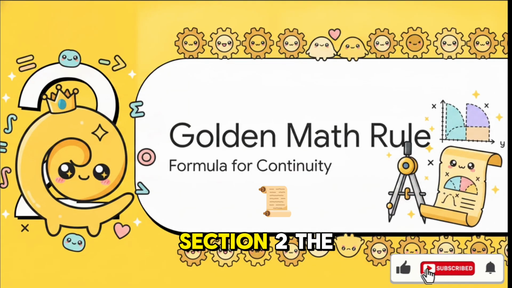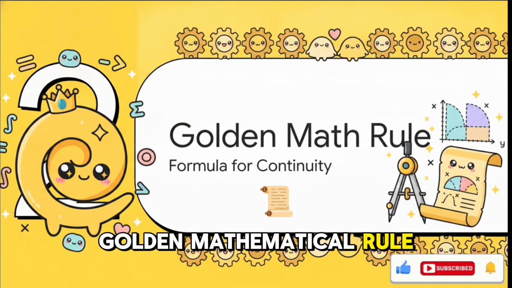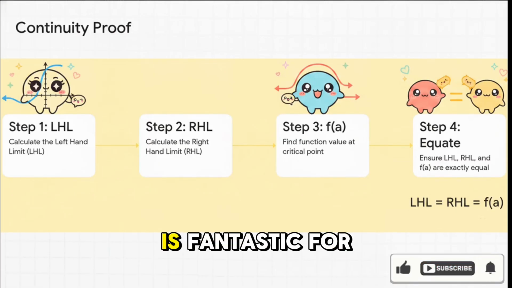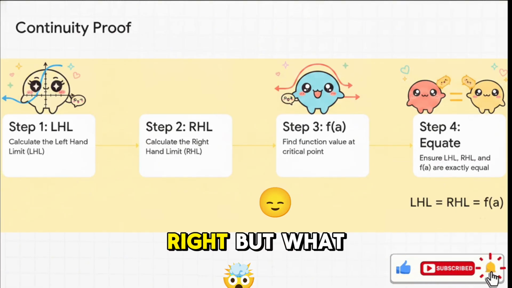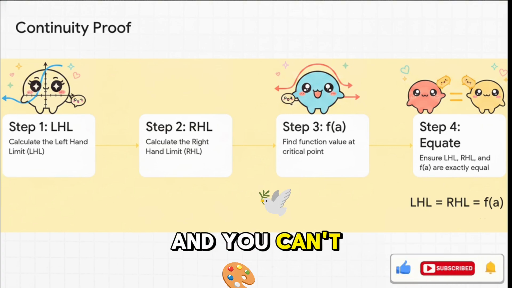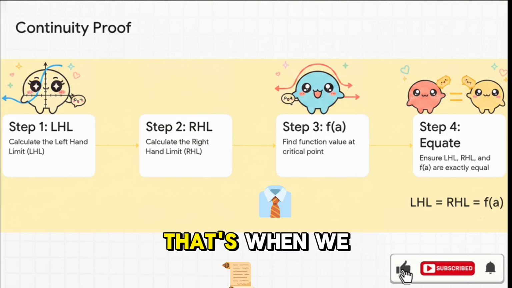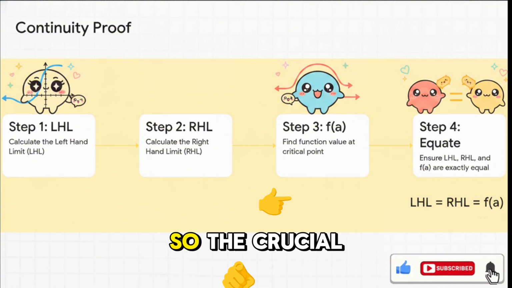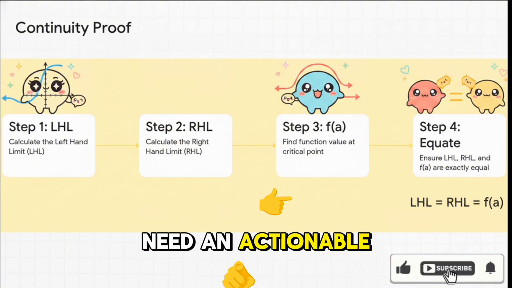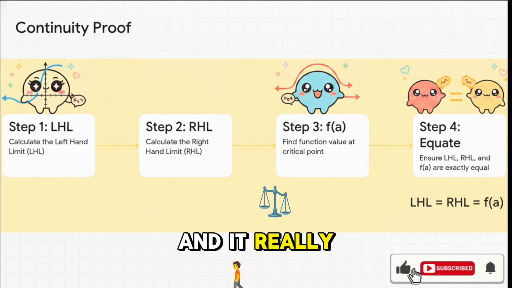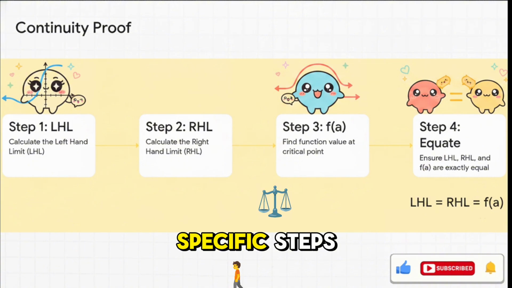Moving on to Section 2, the golden mathematical rule, the core formula for continuity. Now, visual intuition is fantastic for quick checks, right? But what happens when you're facing a complex, piecewise equation, and you can't just easily draw it out? Well, that's when we have to shift to a rigorous, formal mathematical rule. So the crucial point is, you need an actionable, step-by-step framework to actually prove continuity. And it really all comes down to these 4 specific steps.